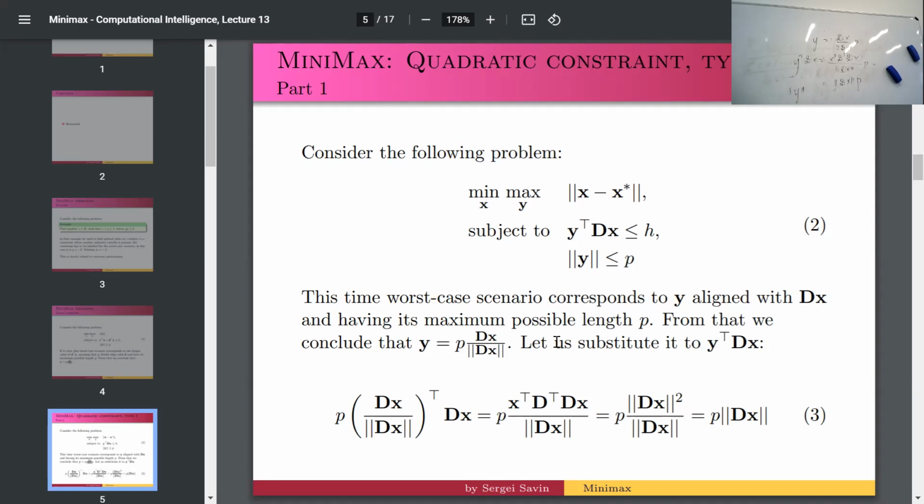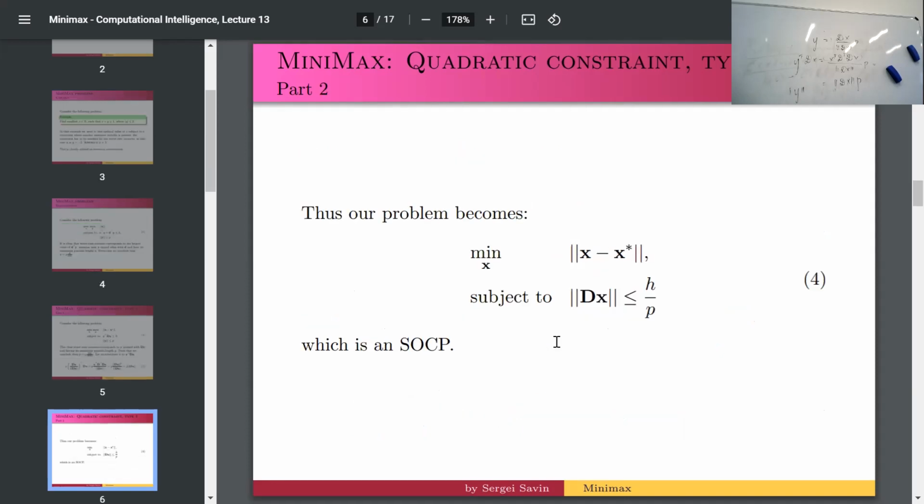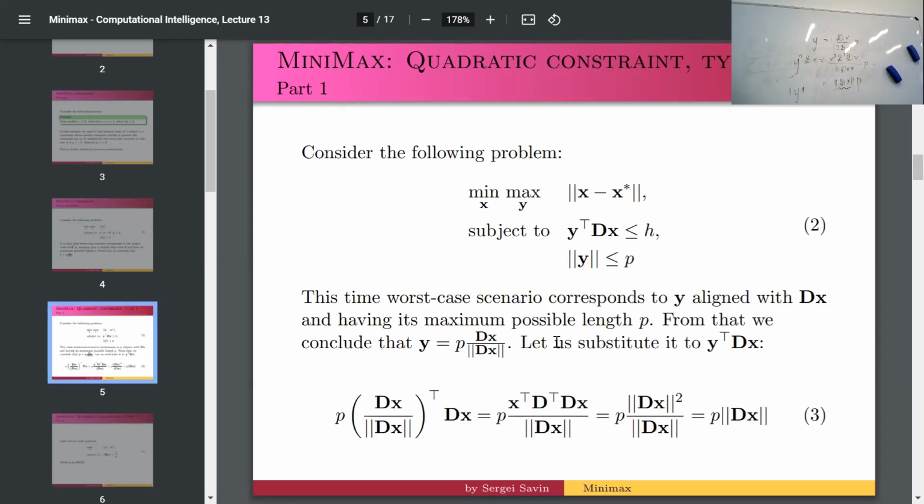Okay, good. Now we can see that our problem becomes expression 4. That is SOCP, because this constraint is actually SOCP, because x is inside the norm. So it is an SOCP constraint. Good. And we know how to solve SOCP. So now we can solve this type of problem. Expression 2, we can solve it. We just need to cast it as SOCP, and we know how to do it. That is very interesting.